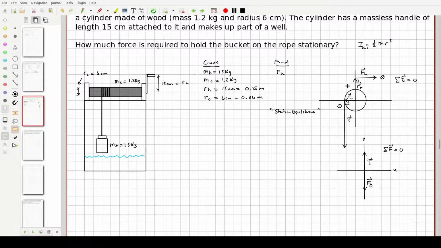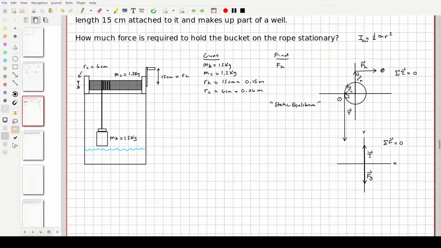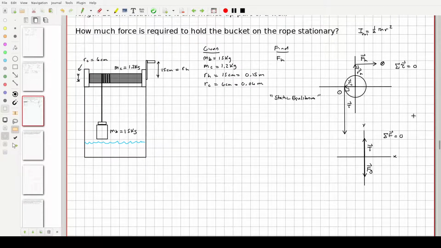All right. So, that said, let's start by summing up the torques. Your first torque, which I'm going to call torque sub cylinder. This is this one right here. As you can tell, it's out of the page, so it's positive.